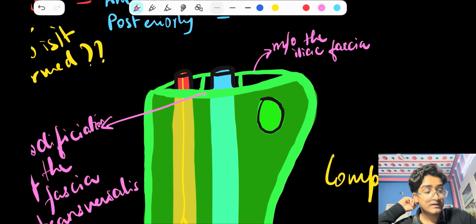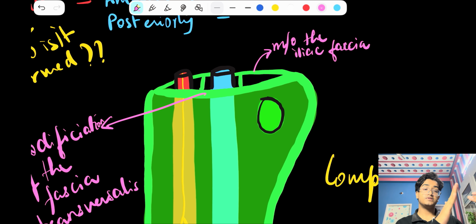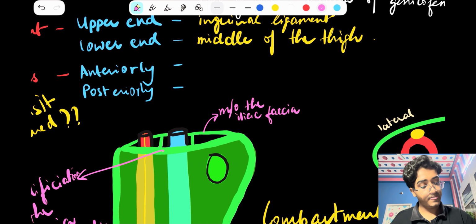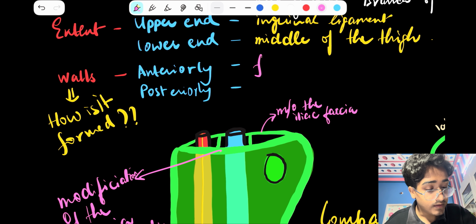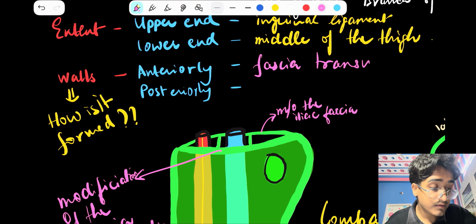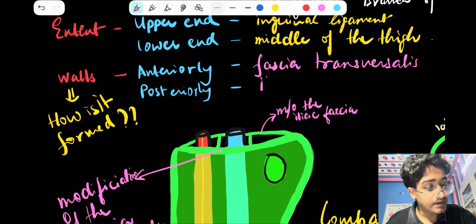Do you know what the iliac fascia is? This is the fascia which just covers the iliacus muscle. So whilst anteriorly it is formed by fascia transversalis, posteriorly it is formed by the iliac fascia.